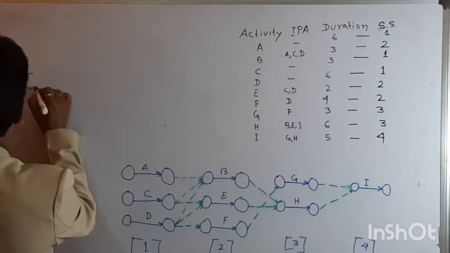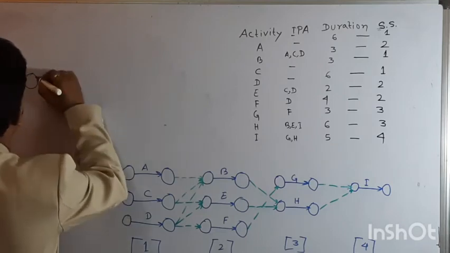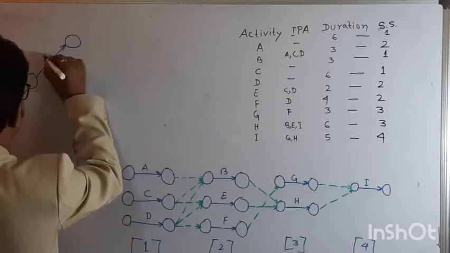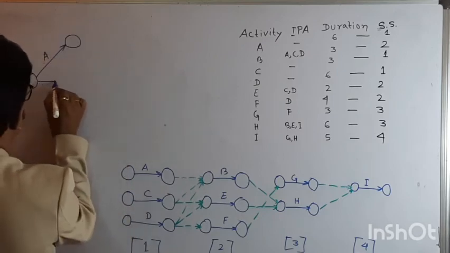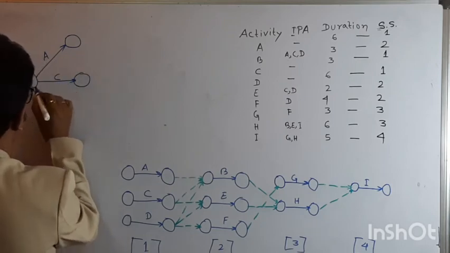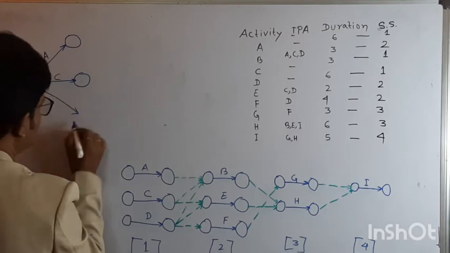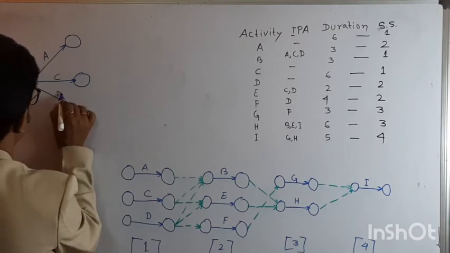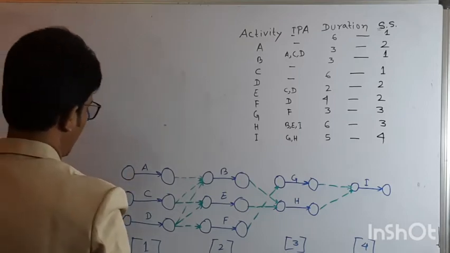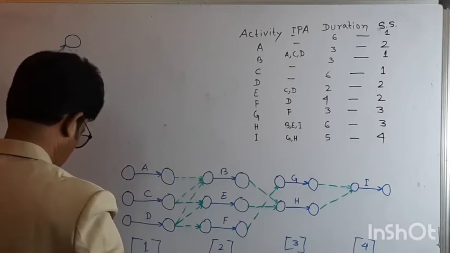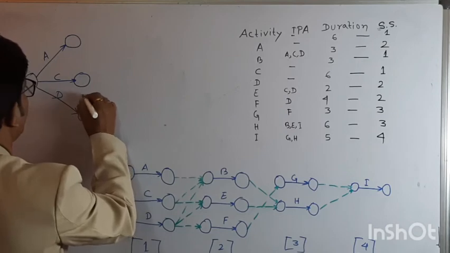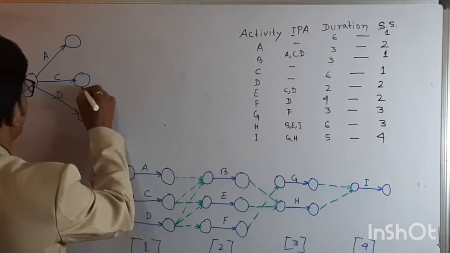So let's start with a single starting point, and from here we get another point, that is A, and from here another point, that is C, and another point, that is D. These are activities A, C and D, and these activities will be connected by means of dummy activities.